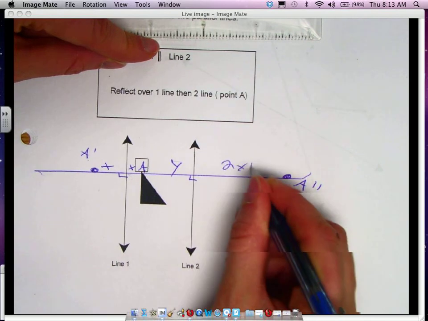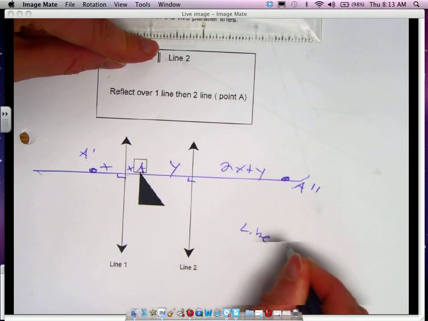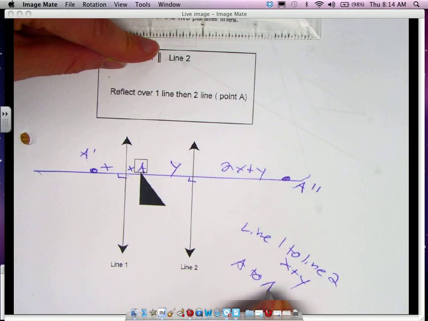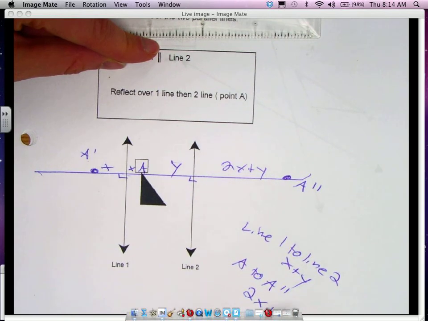Okay, so line 1 to line 2 is how much? What is A to A double naught? 2x plus 2y. Good?